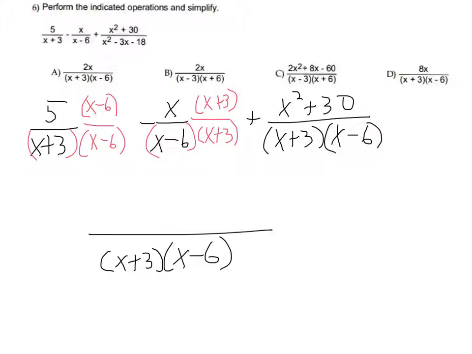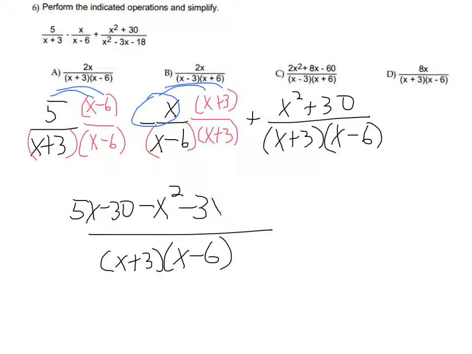I am going to distribute, and that will give me 5x minus 30. And watch carefully this one, distribute. And that'll be minus x squared minus 3x. And on the third one, since it already has the common denominator, we didn't do anything to the numerator. So that x squared plus 30 didn't change.